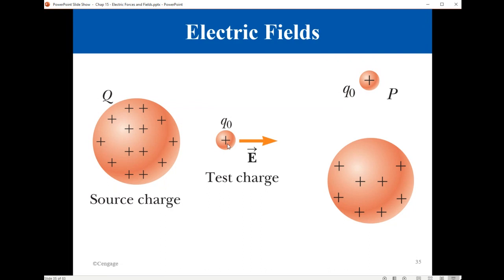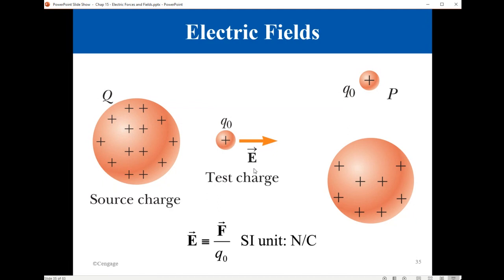So rather than think of direct interaction between charge and charge, we say the source charge here produces a field around it, this electric field E, and any other charge in that field will interact with the field, just like masses will interact with the gravitational field of Earth. Okay? So I hope now we understand this concept.